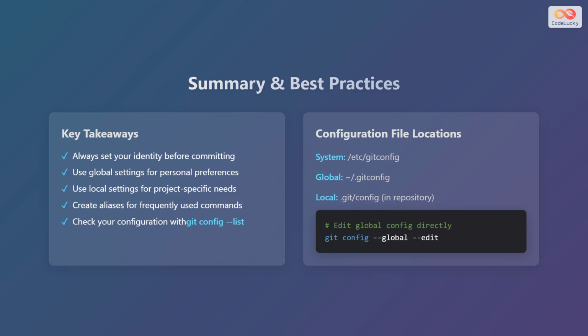Git stores configuration files in specific locations depending on the configuration level. System-level configurations are typically stored in /etc/gitconfig. Global configurations are stored in ~/.gitconfig in your home directory. Local configurations are stored in .git/config within your repository. You can edit your global configuration directly using the command git config --global --edit.